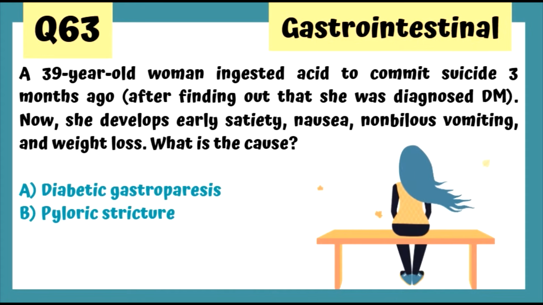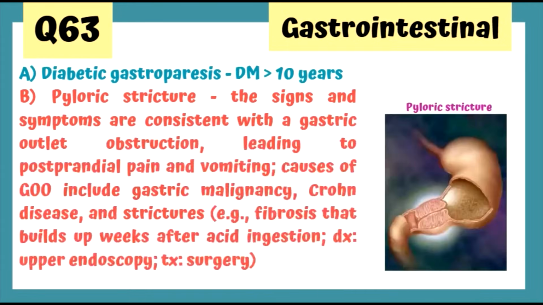Now she develops early satiety, nausea, non-bilious vomiting, and weight loss. So she's developing all these symptoms after trying to commit suicide with acid. What's the cause? That's a pyloric stricture. Pyloric strictures, as you can see in the picture over here, are this fibrosis that builds up weeks after an ingestion of something. Diagnosis is with upper endoscopy, and treatment is with surgery.